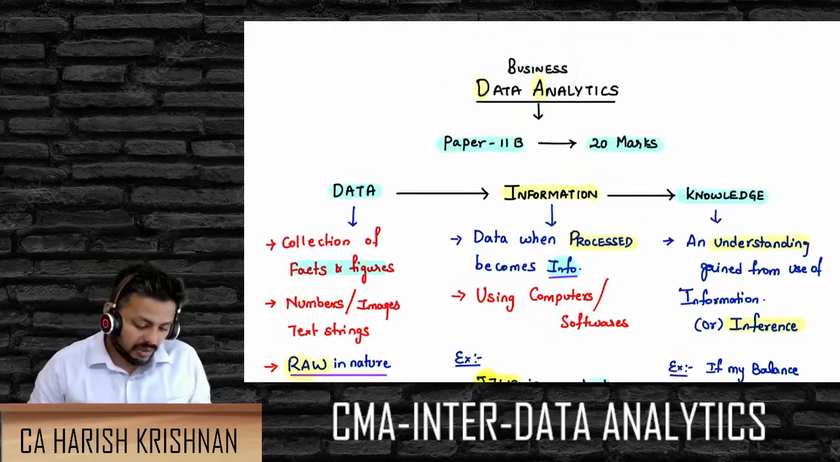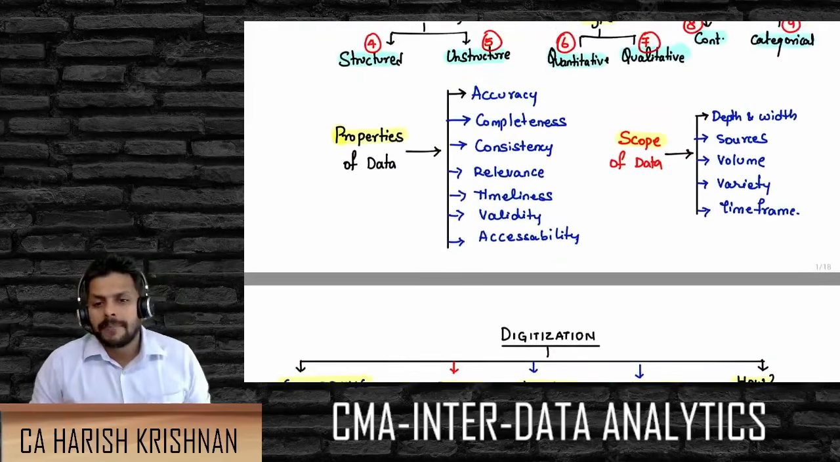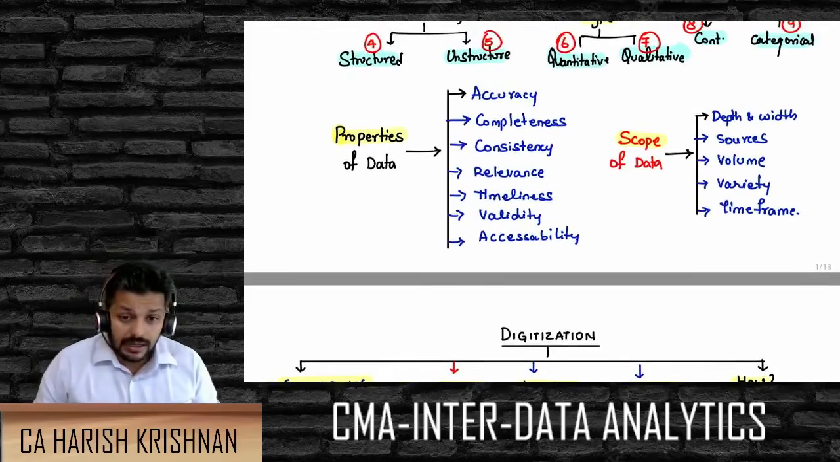Okay, so on that note, data, information, knowledge, nature of data. Now moving on, what are the properties of data? This alone can turn out to be a question in the exam.